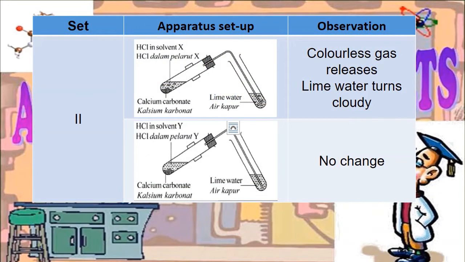For set 2, in picture 1, reaction between hydrogen chloride in solvent X with calcium carbonate. The observation is colorless gas is released and lime water turns cloudy. In picture 2, reaction between hydrogen chloride in solvent Y and calcium carbonate. The observation is no change.